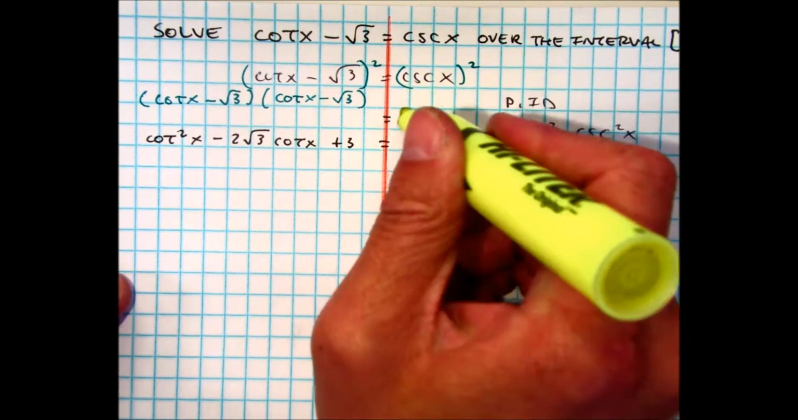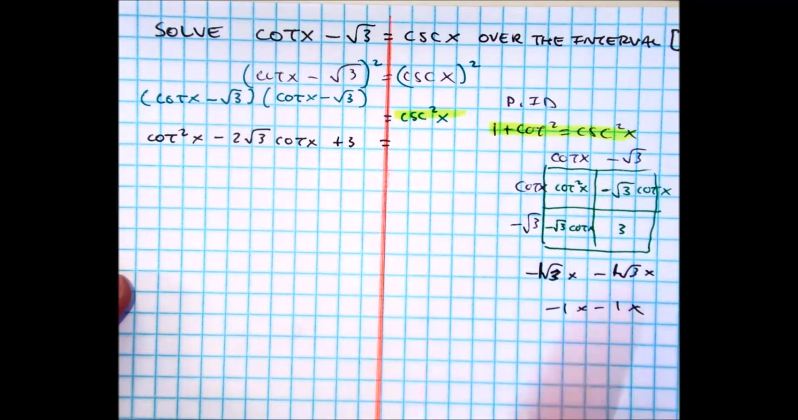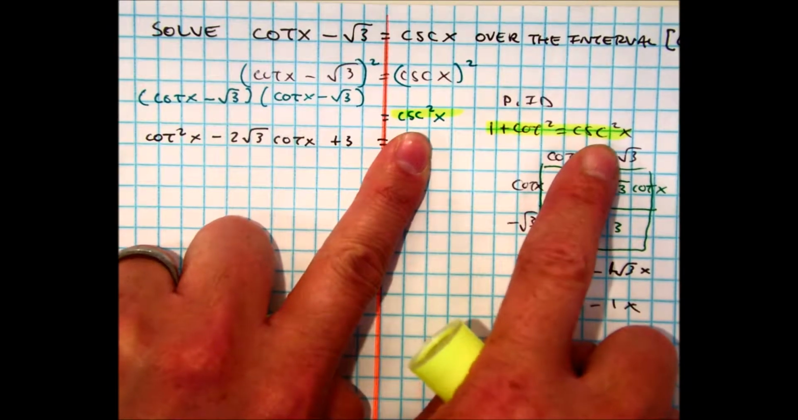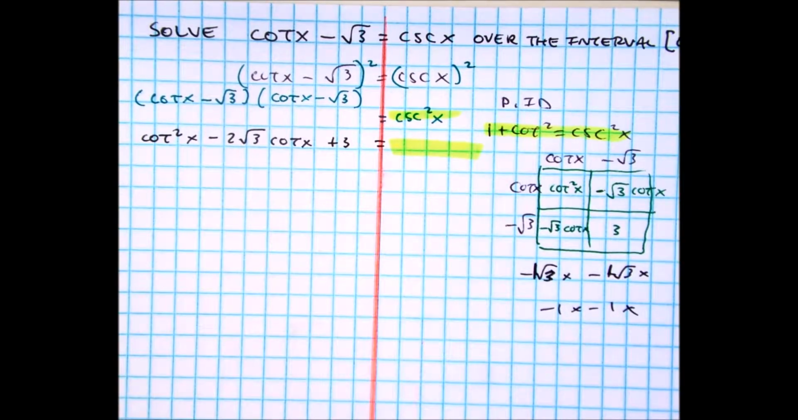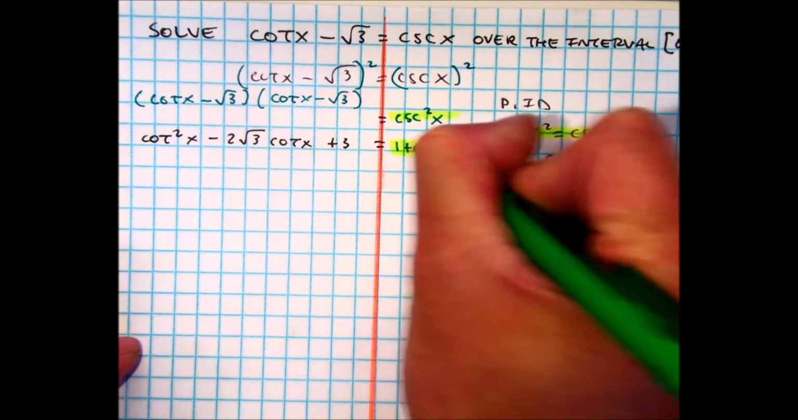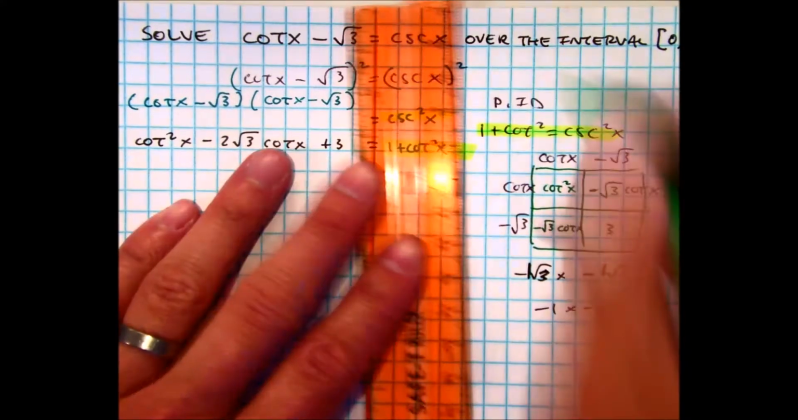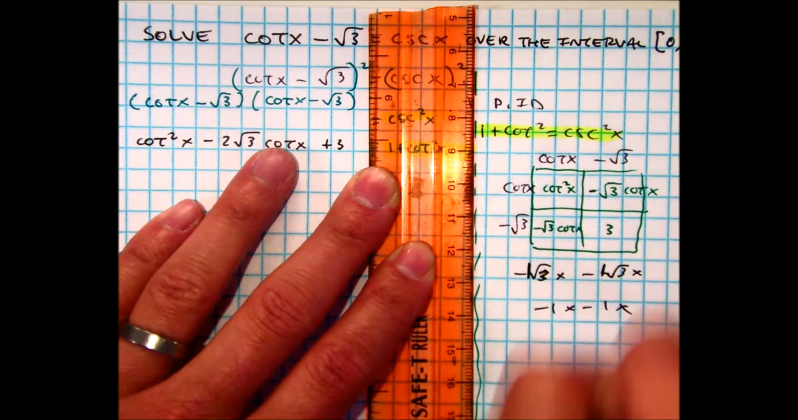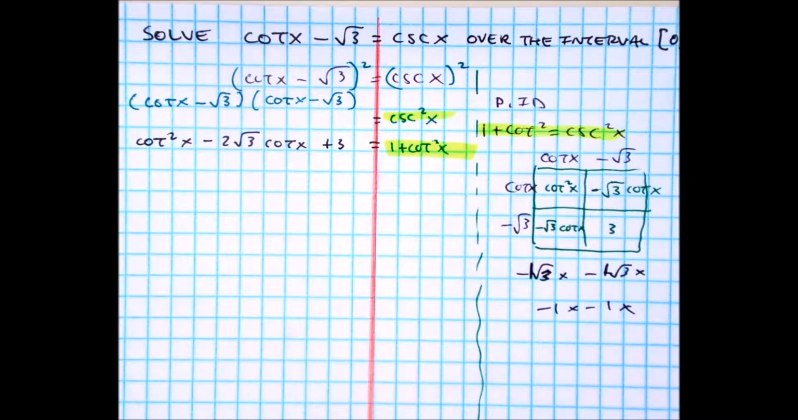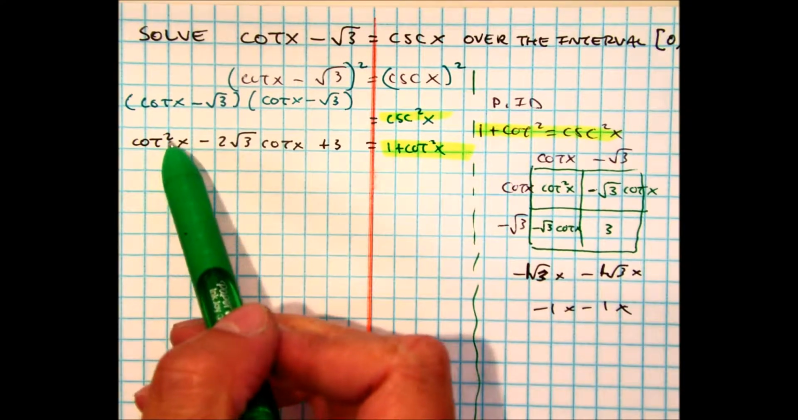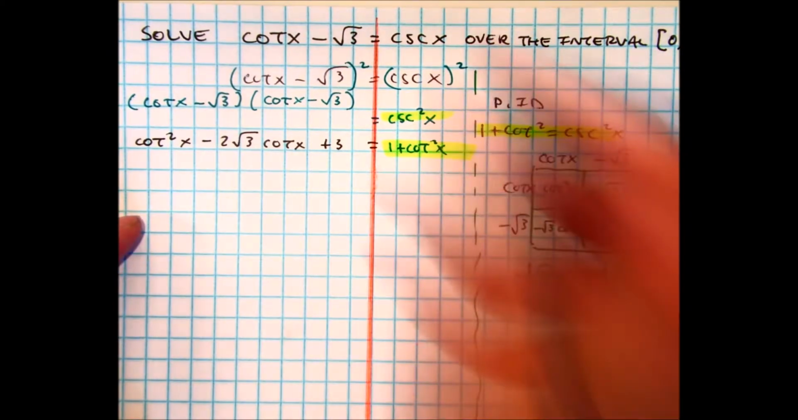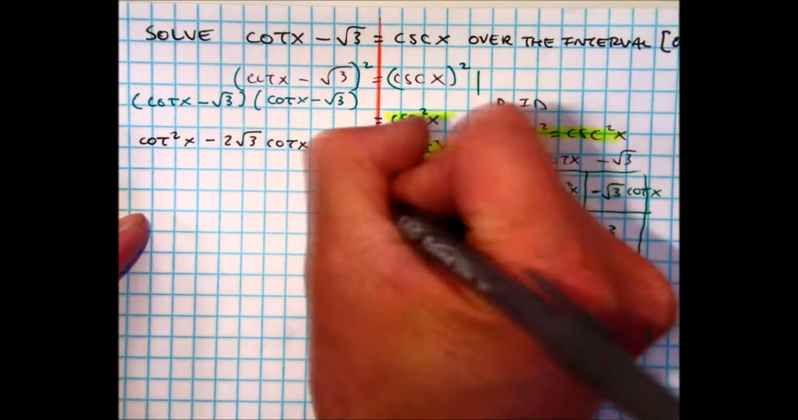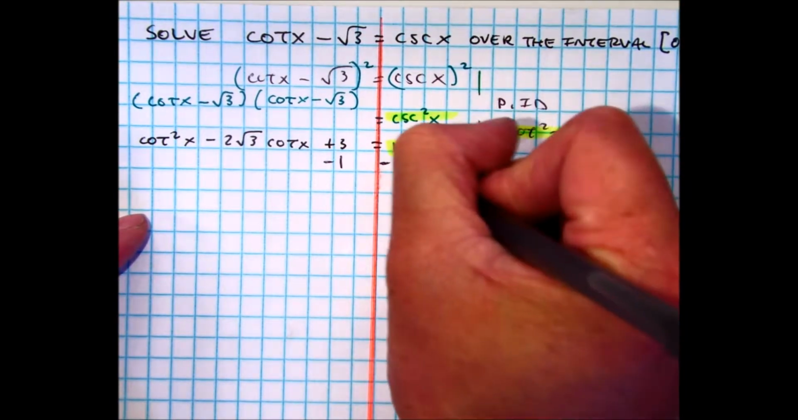Now this cosecant squared x, we just did above. We did the Pythagorean identity. Every time I see cosecant squared x, I can write 1 plus cotangent squared. Class, what am I going to write here in yellow? 1 plus cotangent squared. Alright, this is linear, so I'm going to move all of this to the left side and set it equal to 0. So I'm going to subtract 1, and I'm also going to subtract a cotangent squared x.